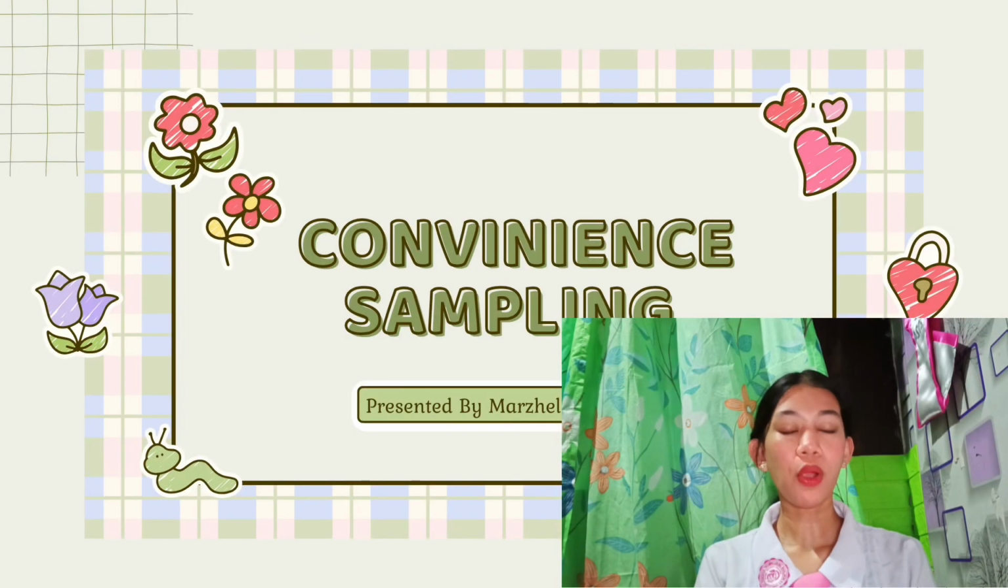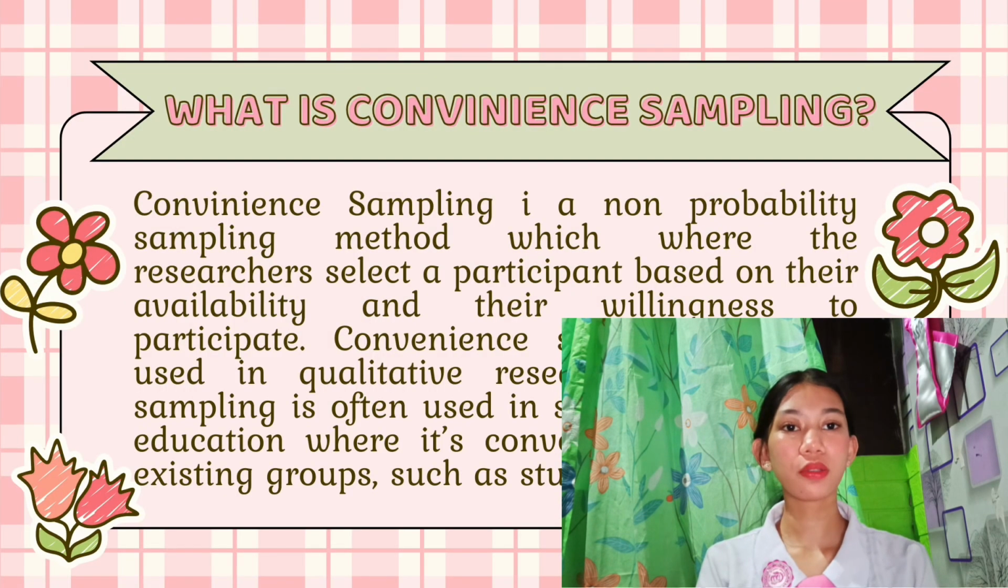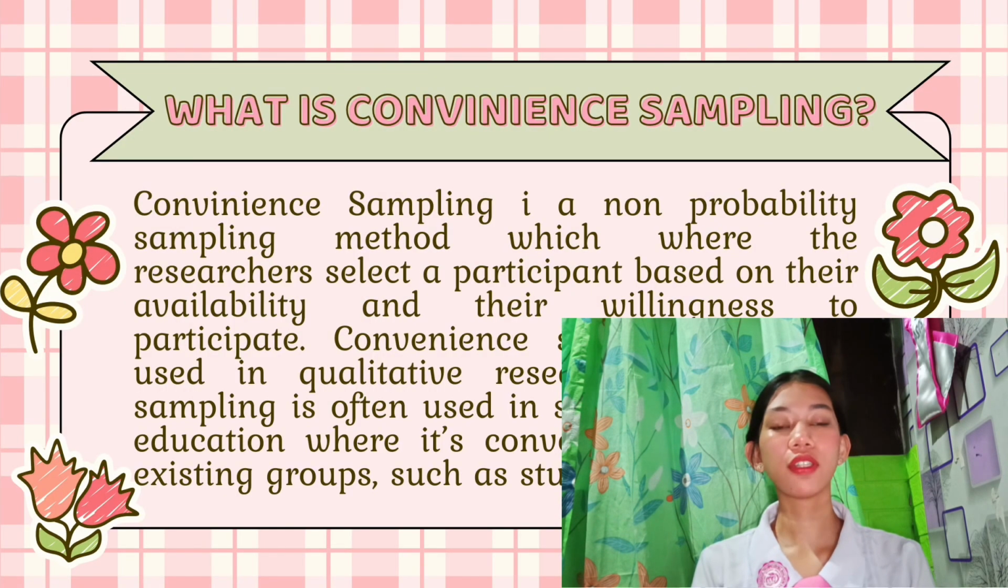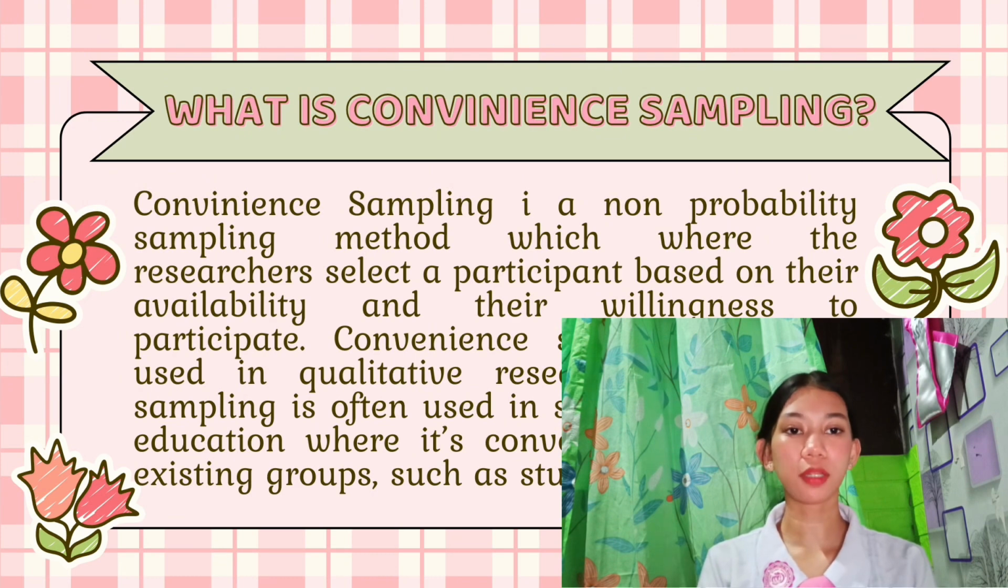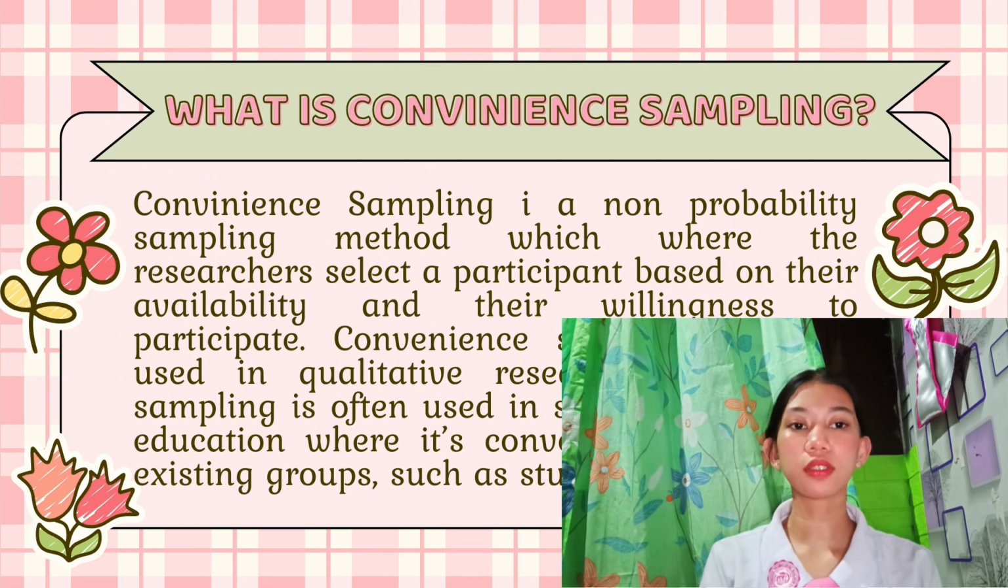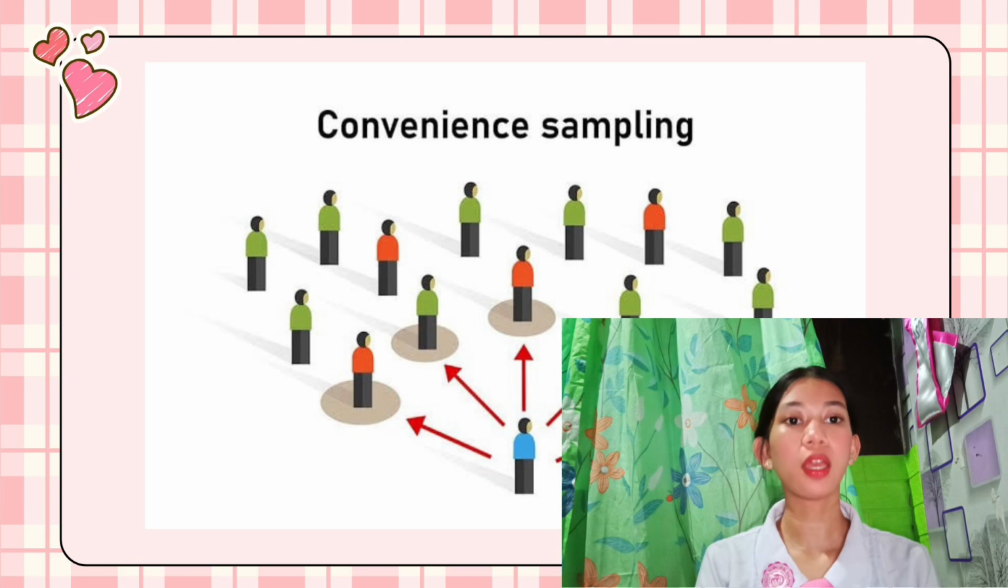In this video, we're going to tackle convenience sampling. So what is convenience sampling? Convenience sampling is a non-probability sampling method where the researchers select participants based on their availability and their willingness to participate. Convenience sampling is often used in qualitative research. It is also often used in social sciences and education where it's convenient to use pre-existing groups such as students.